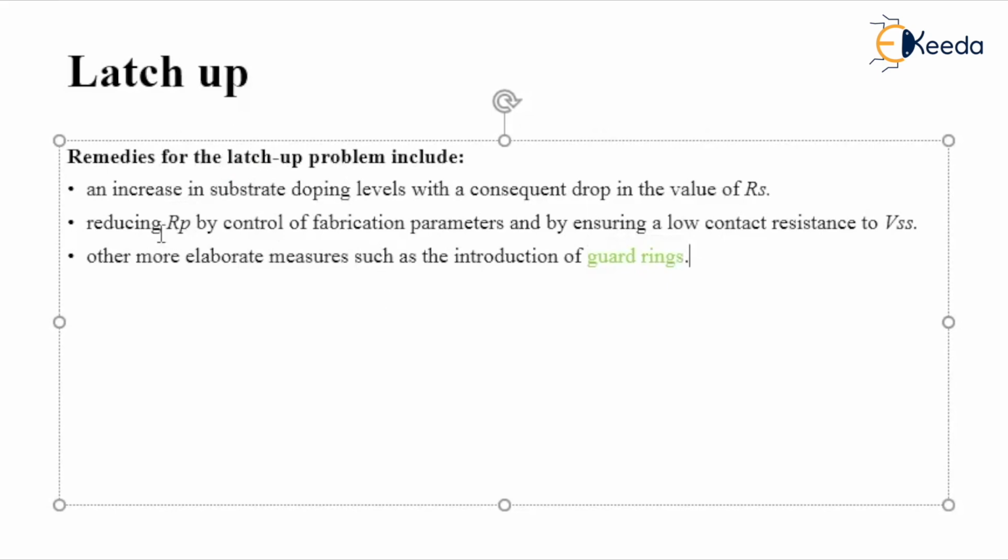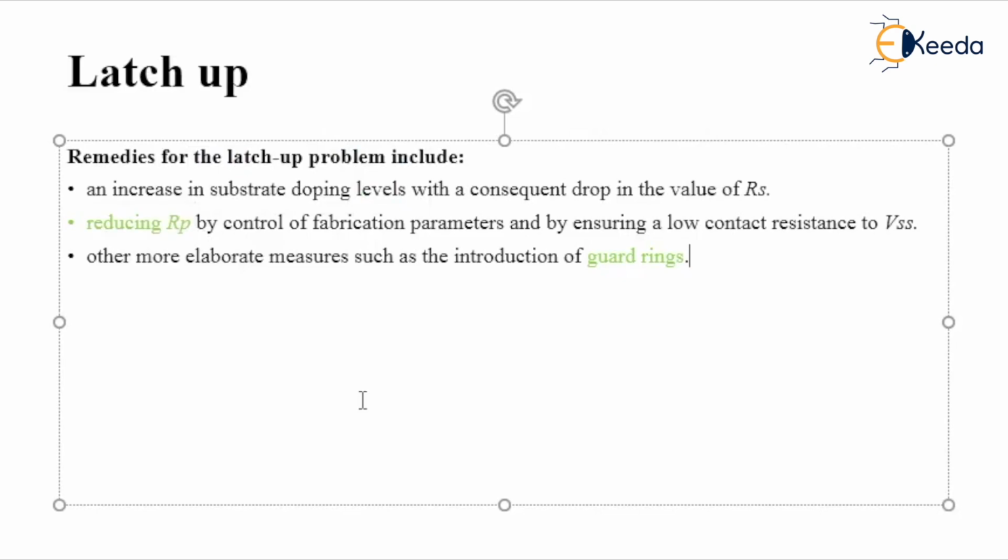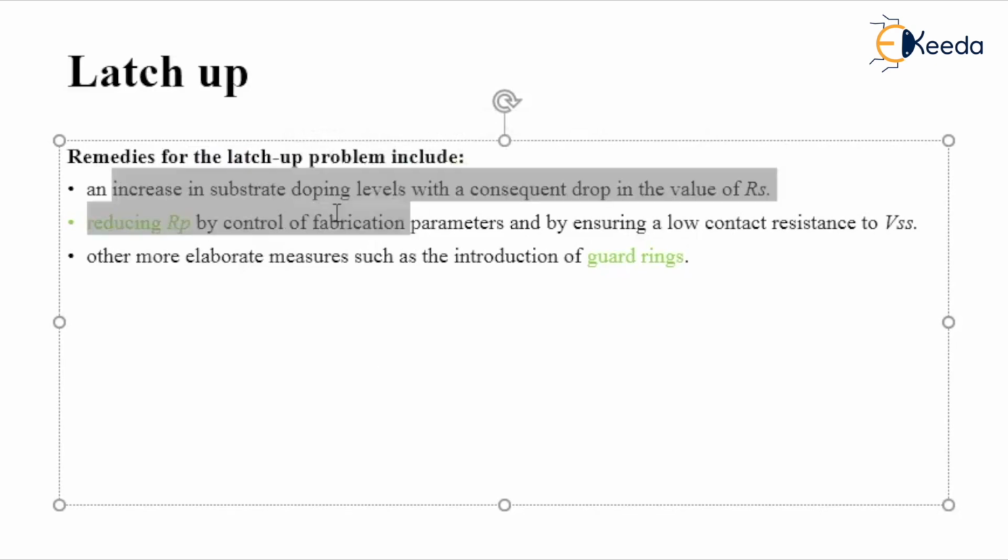Second one is reducing RP, and third one is increasing the substrate doping level. So these are the three points. First we can increase the substrate doping level, then we can reduce the latch up problem, and by reducing the value of RP also we can reduce the latch up, or by introducing the guard rings we can reduce this latch up problem.